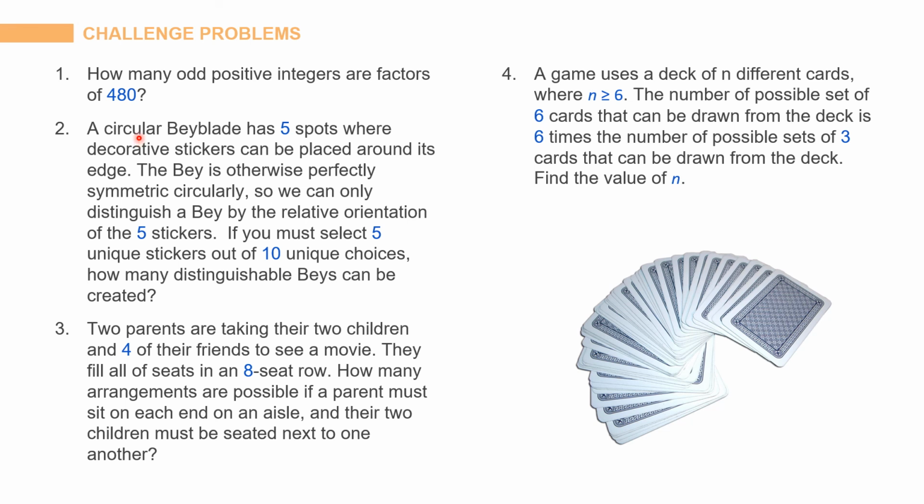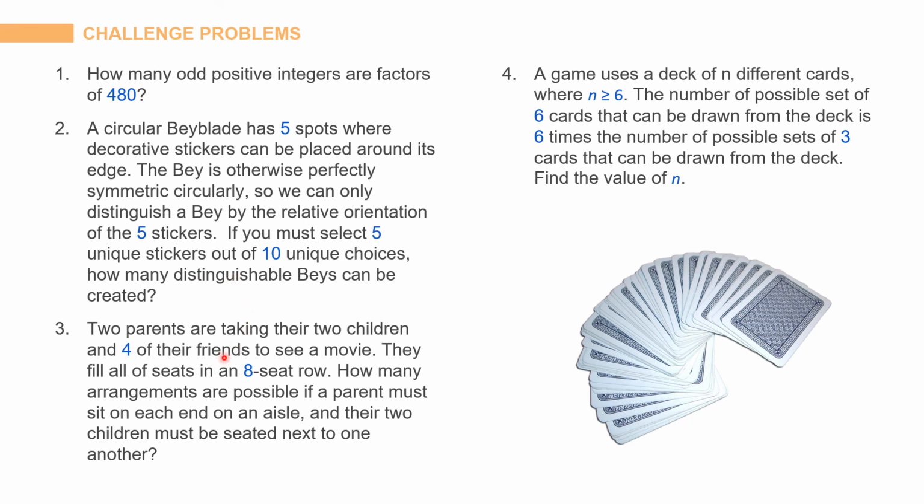2, my son Noah is super into Beyblades. There's these fancy circular tops. A circular Beyblade has 5 spots where decorative stickers can be placed around its edge. The blade is otherwise perfectly symmetric. So we can only distinguish a blade by the relative orientation of the 5 stickers arranged in a circle. If you must select 5 unique stickers out of 10 unique choices, how many distinguishable blades can be created?